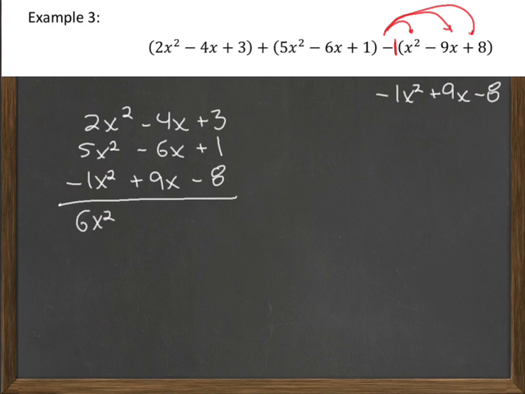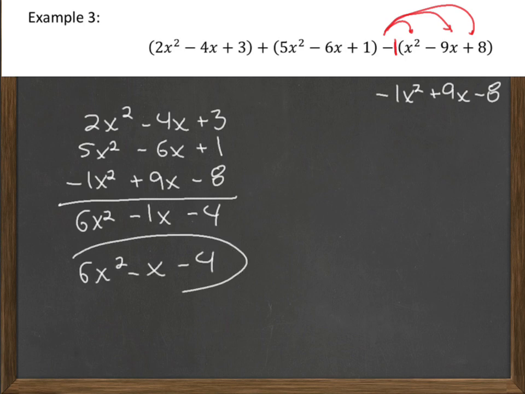Okay? Then we have negative 4 plus negative 6. That's going to be a negative 10. Negative 10 plus 9 is negative 1. Then I have 3 plus 1 is 4. 4 minus 8 is negative 4. Okay? And I can write that more simply by just writing a minus x instead of a minus 1x.